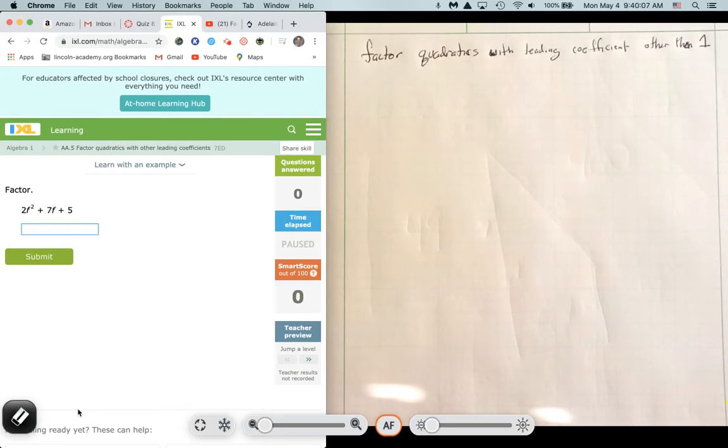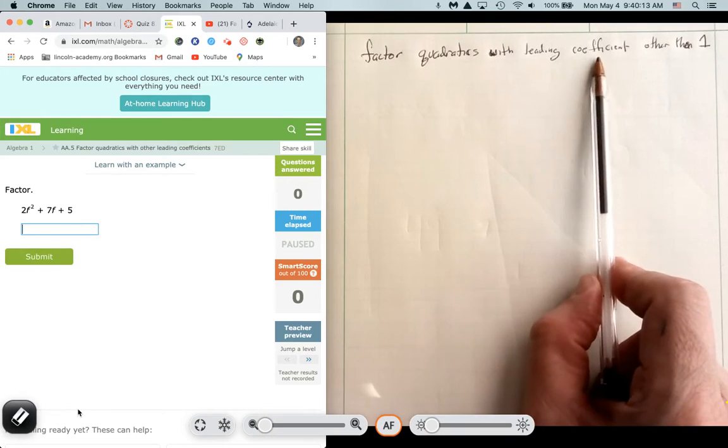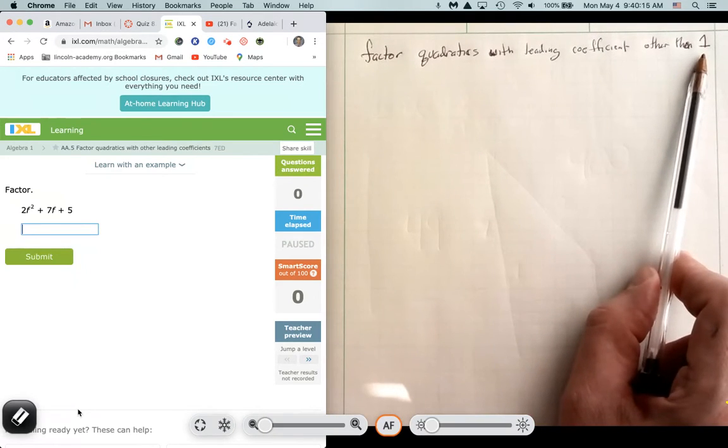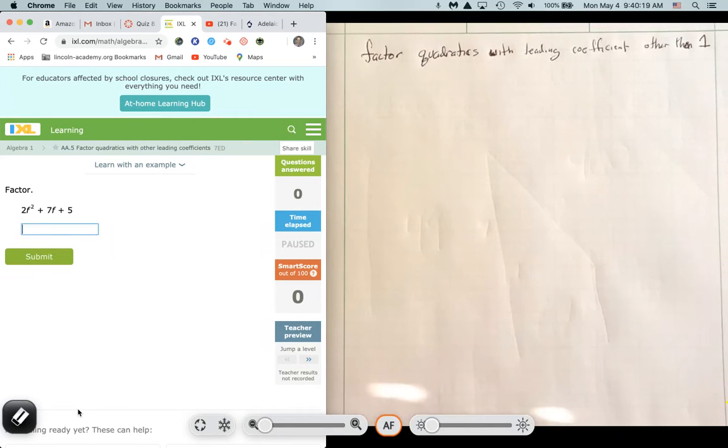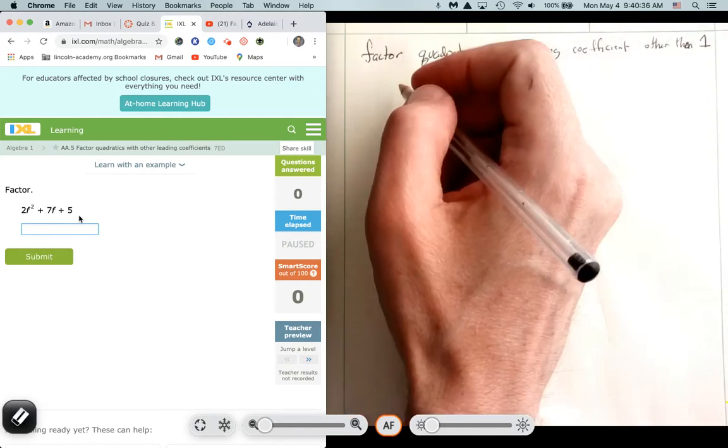Good afternoon. Today we're going to learn how to factor a quadratic that doesn't have a leading coefficient of 1. That's what we did last time. This time, if you look over here, we have this 2f squared plus 7f plus 5, whose leading coefficient is not 1. In the past, when it was 1, we always found two numbers that multiplied to give us this last number, and then we just wrote it like that. Well, let's do a quick example so you'll remember.